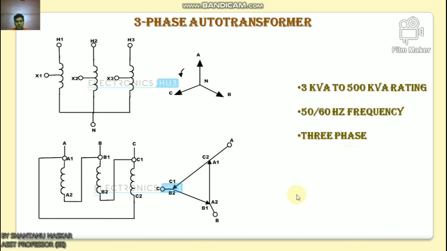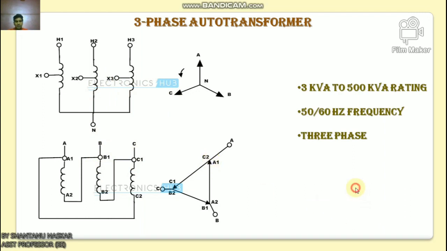The 3-phase auto transformer is used in power applications to connect systems operating at voltage level ratings from 66 kilovolt to 138 kilovolt transmission line. So this is a general 3-phase auto transformer diagram.